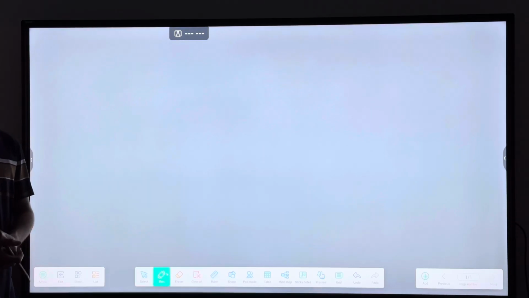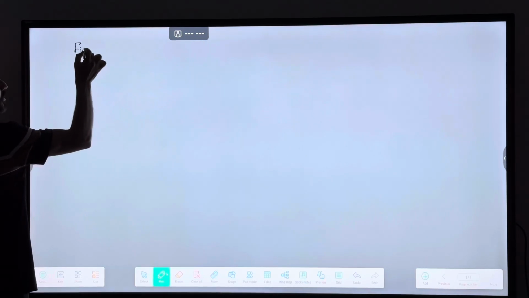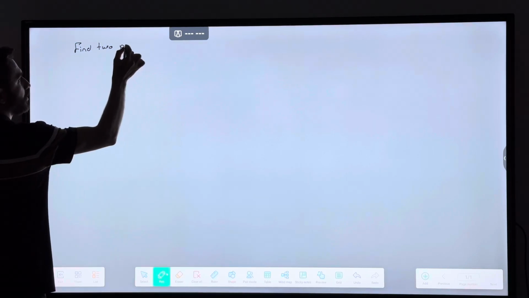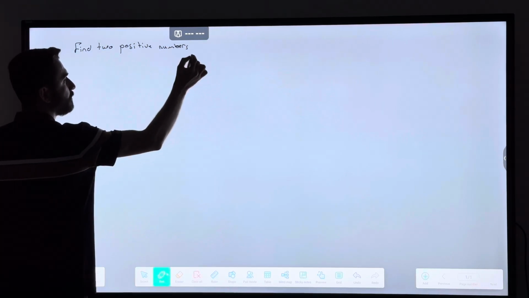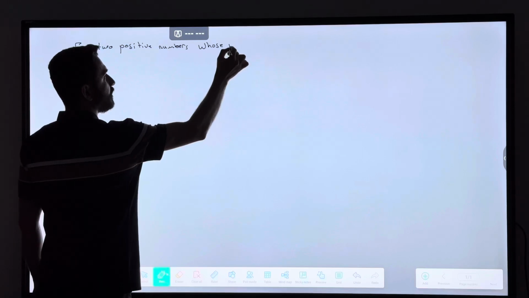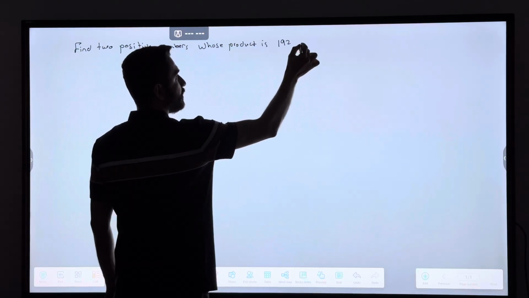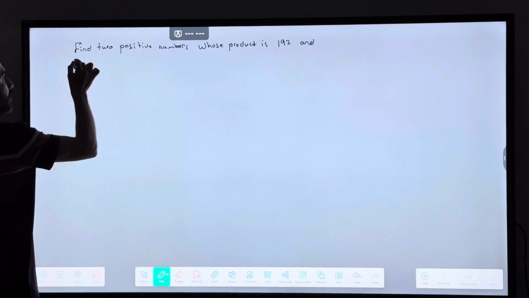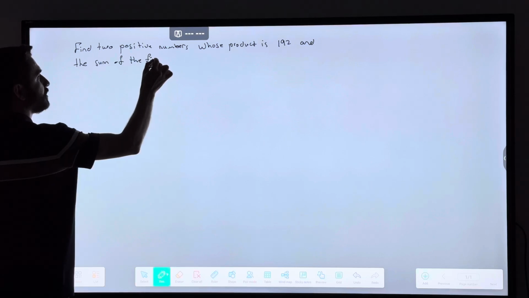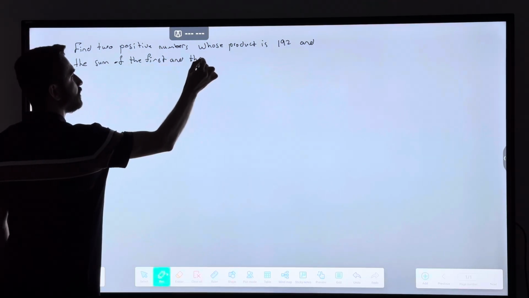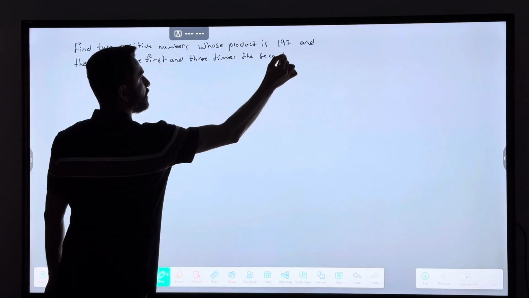Today, we have a question in optimization. The question is: find two positive numbers whose product is 192 and the sum of the first and 3 times the second is a minimum.